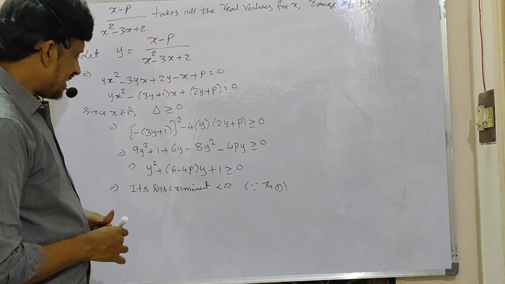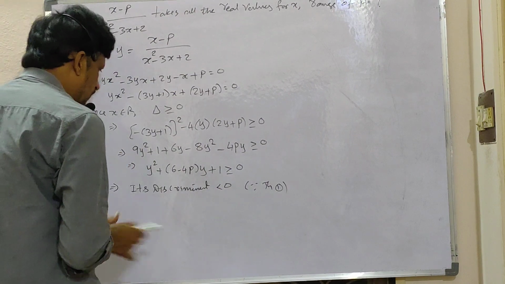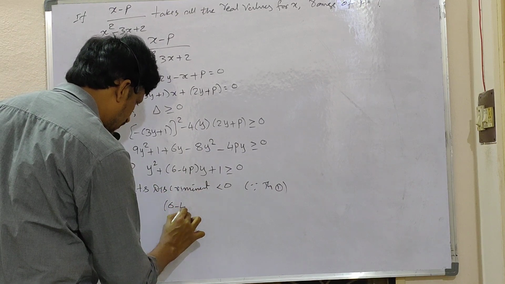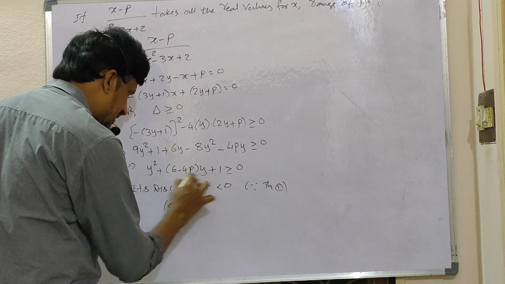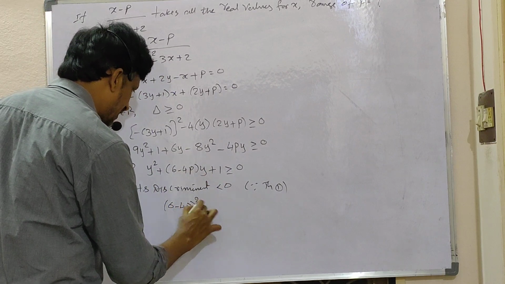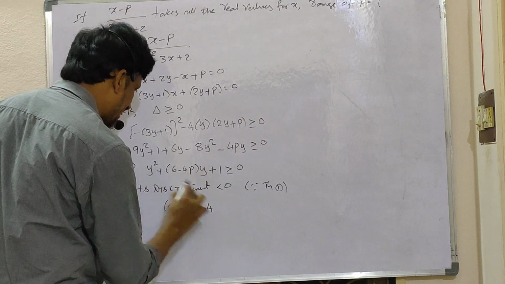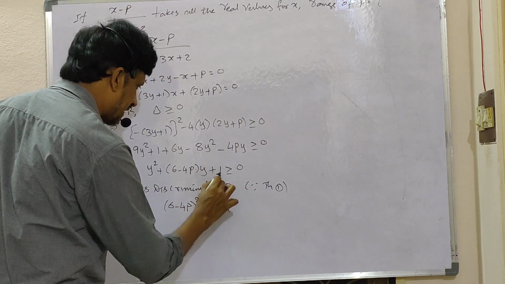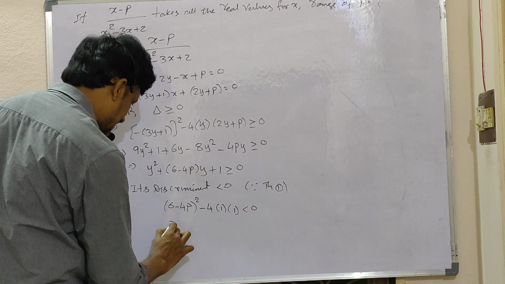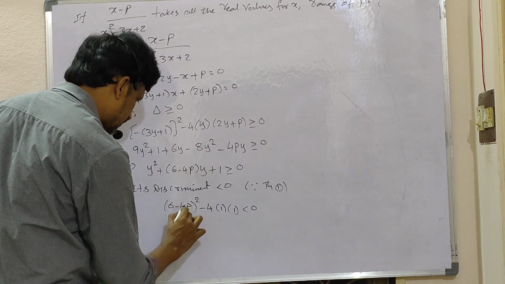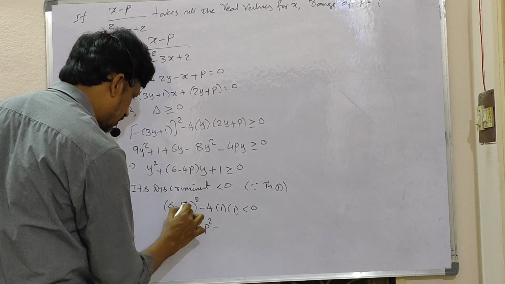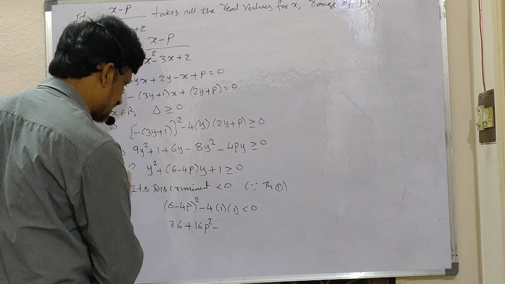And now discriminant is less than 0 means b square minus 4ac, that is b square means quotient of y, that is 6 minus 4p. This is the quadratic relation in terms of y now. Now (6 minus 4p) whole square, b square, minus 4 into a, quotient of y square is 1, into c, that is also 1, is less than 0. So this is 6 square 36 plus 4p square, that is 16p square, minus 2 into 4 into p into 6.